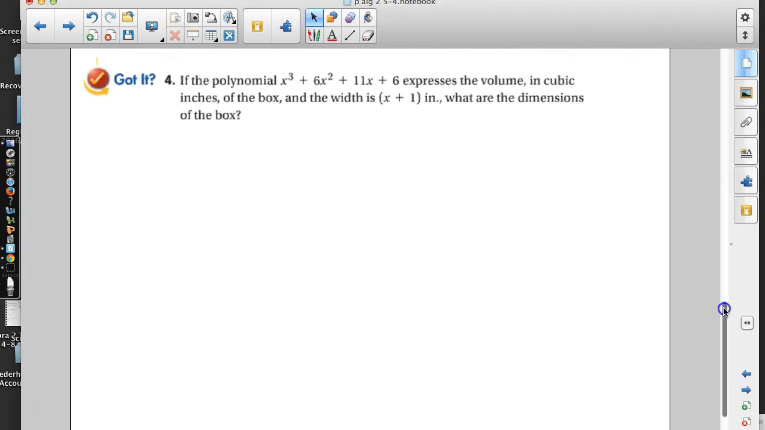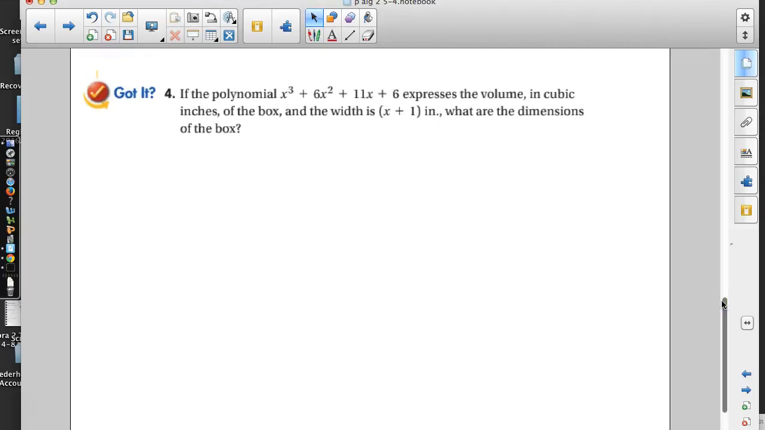This one says, if we change this up now, and the polynomial x cubed plus 6x squared plus 11x plus 6 expresses the volume in cubic inches of the box, and a width of x plus 1 inches, now what are the dimensions of the box? Go ahead and do this one. Use your magic. When you get done, check in with the chicken wing elbow partner. There's the first spot that somebody could have made a mistake. They could have looked up there and said, oh, it's x plus 1, I'm going to put a plus 1 in here. No, we have to use the opposite.